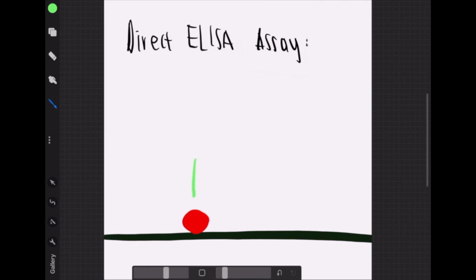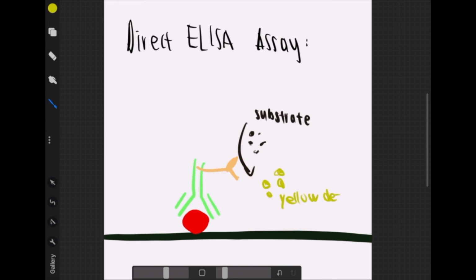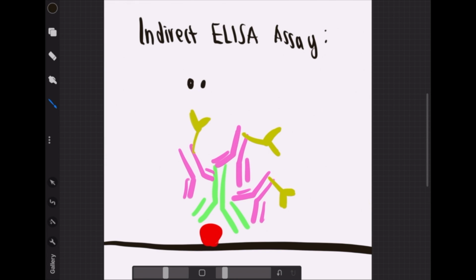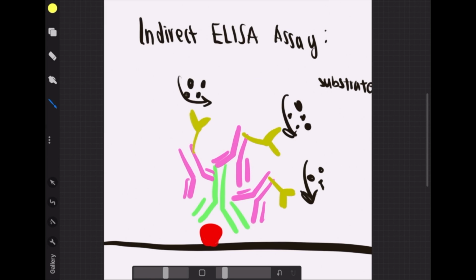In direct ELISA, antigen is directly bound to the microplate well and is bound to a primary antibody that is conjugated to a detection system. In indirect ELISA, antigen is directly bound to the bottom of the microplate. A primary antibody is used to capture the target antigen, and a secondary antibody conjugated with the detection system can bind to the primary antibody. As mentioned before, multiple secondary antibodies can bind to one primary antibody, which leads to signal amplification.